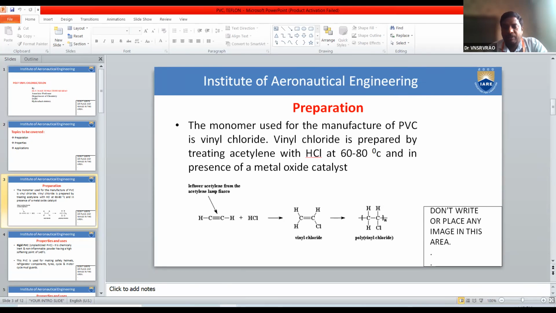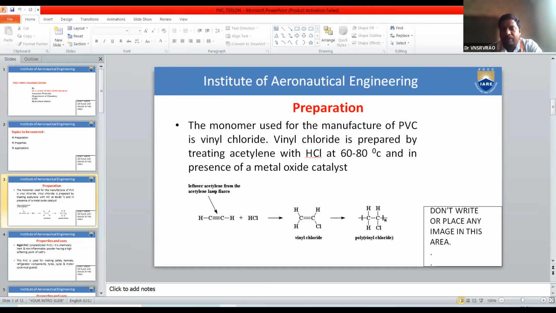What is the formula for acetylene? C2H2. Very good, C2H2. Now see the structure. The structure of acetylene is CH triple bond CH, and it reacts with hydrochloric acid. What happens? One of the hydrogens is replaced by chlorine.